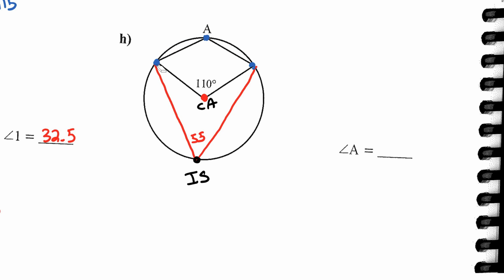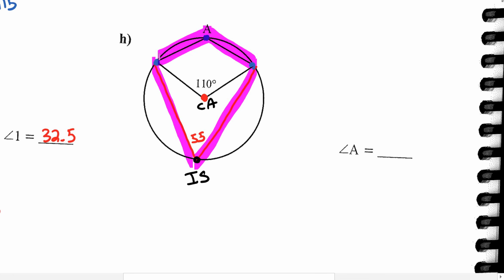Now take a look at this purple region right here. This purple region, that's a four-sided shape where all the edges are touching the circle. So now we can apply the rule now.